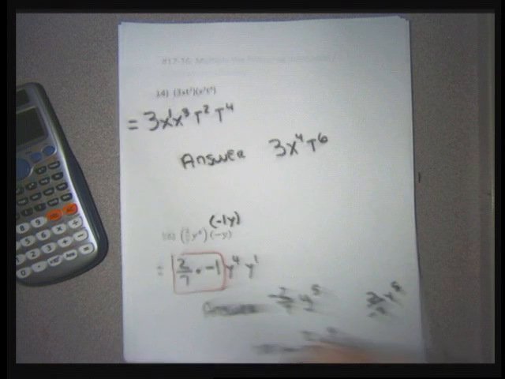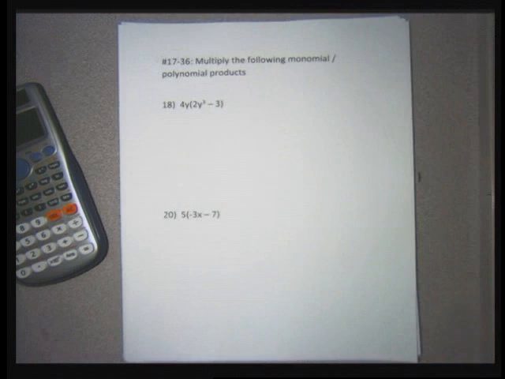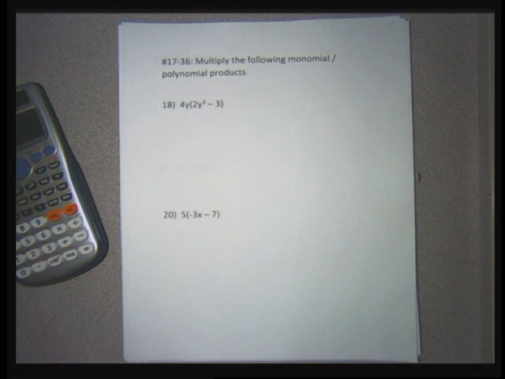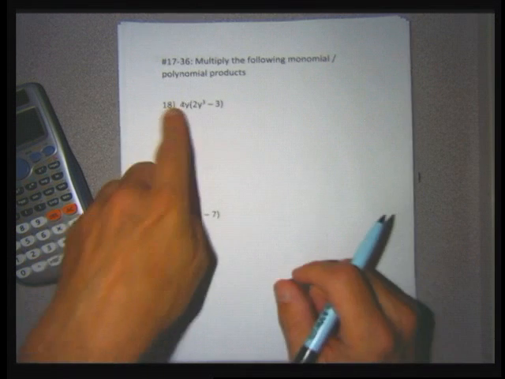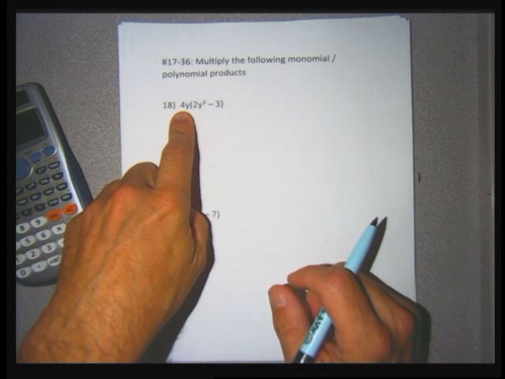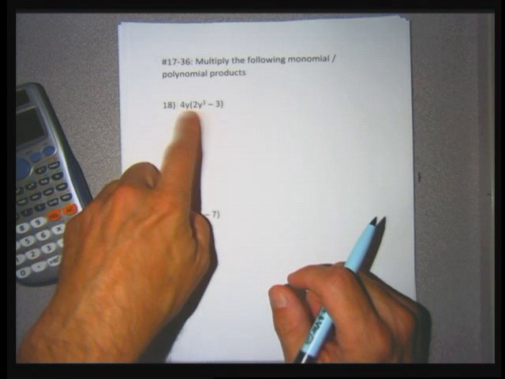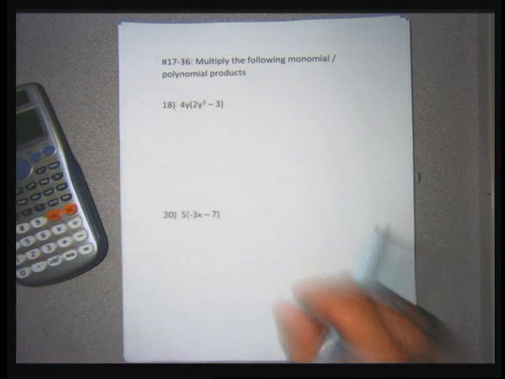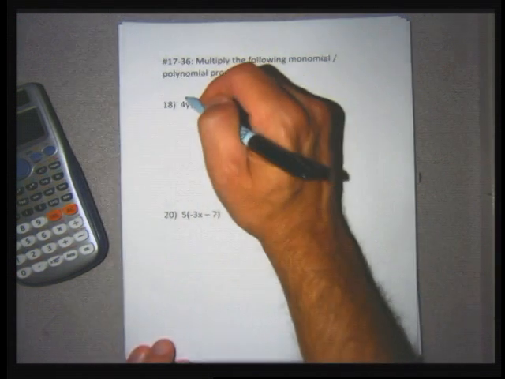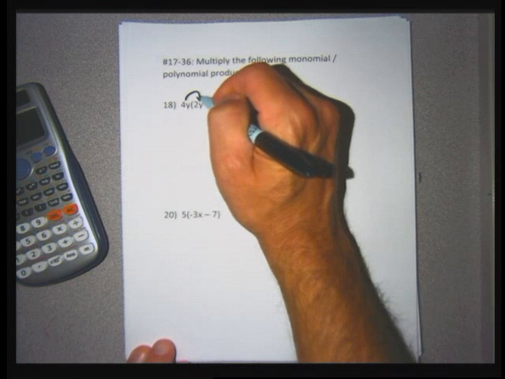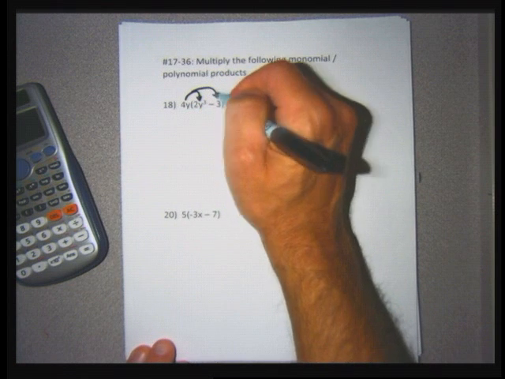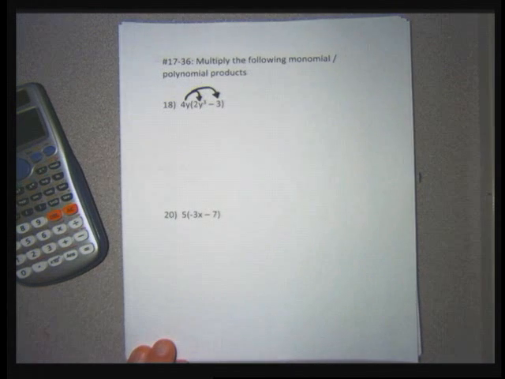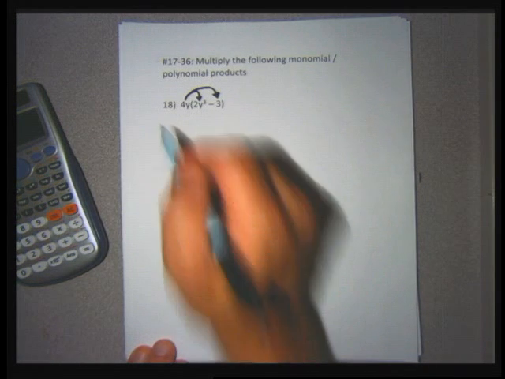Okay, so ready to do the next kind of problem. In the next kind of problem, I'm multiplying a monomial, which is what's left of my parentheses, in the first case by a binomial, but in some cases by trinomials and other polynomials. To do the problems between 17 and 36, I have to multiply what's in front of the parentheses by both of the monomials inside the parentheses. So it's going to be a little bit more involved.